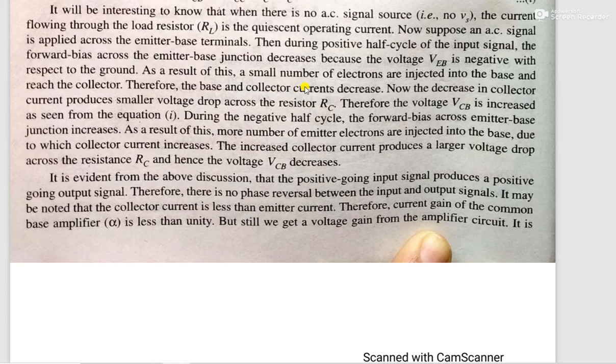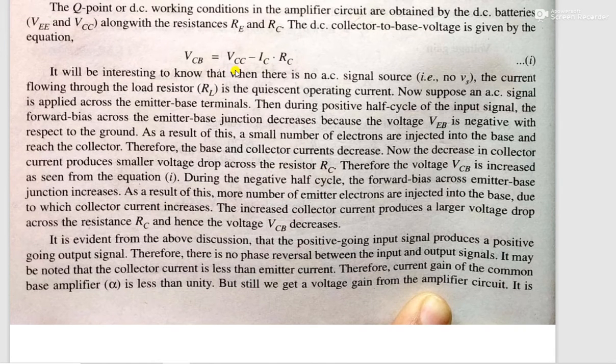Now, the decrease in the collector current produces a smaller voltage drop across the resistor RC, because VCB is equal to VCC minus IC into RC. Therefore, the voltage VCB is increased, as from equation 1. What was equation 1? VCB is equal to VCC minus IC into RC. If you take IC equal to 0, then this term becomes 0, so VCB is purely equal to VCC.